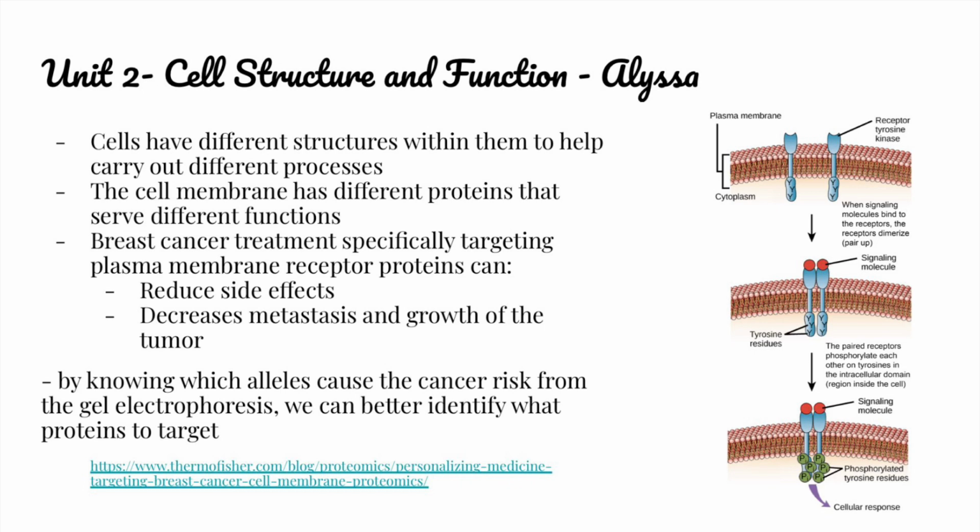By knowing which alleles cause the cancer risk from the gel electrophoresis that we ran, we can better identify what proteins to target. The receptor proteins most commonly involved in the BRCA2 cancer are the receptor tyrosine kinases.